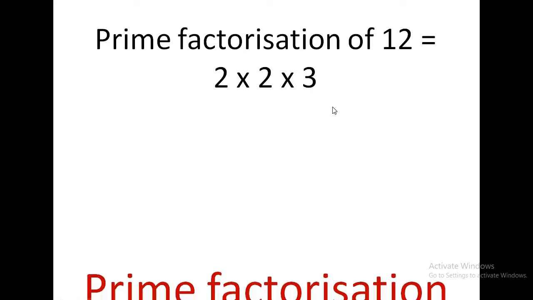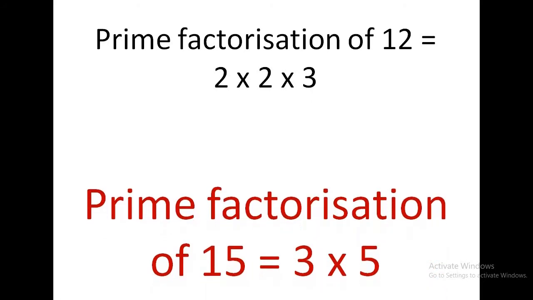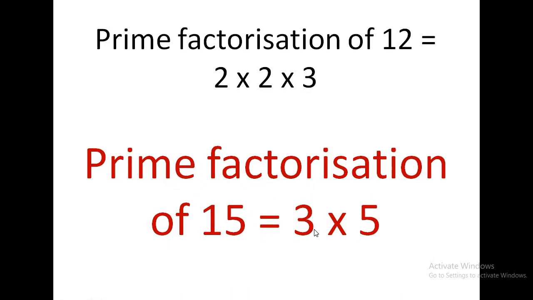Now we'll find the prime factorization of 15. So children, take only prime numbers. 3 multiplied by 5 gives you 15. The product will be 15. So 3 into 5, 3 and 5, these are the prime factors of 15. So the first step is to find the prime factors of the given numbers.